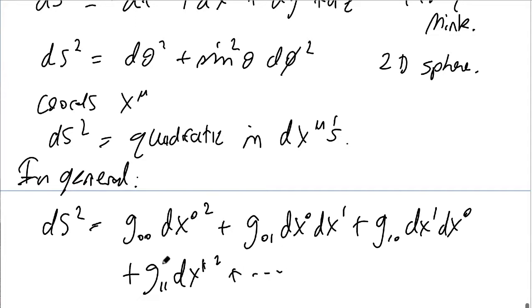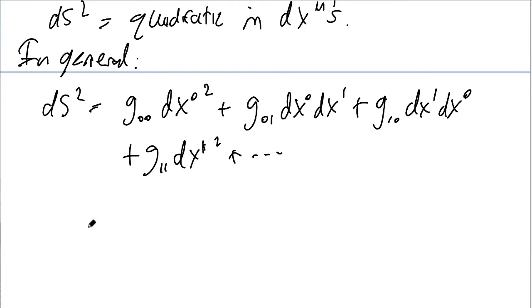Now we can write this more compactly as g mu nu dx mu dx nu. And remember the Einstein summation convention. We have a repeated index mu, so we're summing over mu, and also a repeated index nu, so we're summing over nu. If you write out all the sums, the double sum in this expression, you'll find exactly what I have written up here.